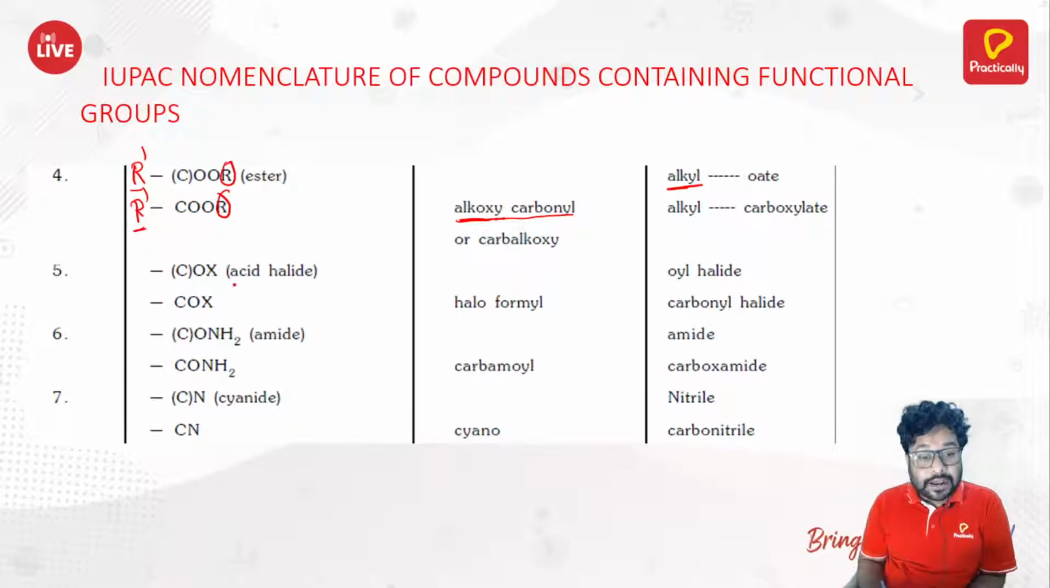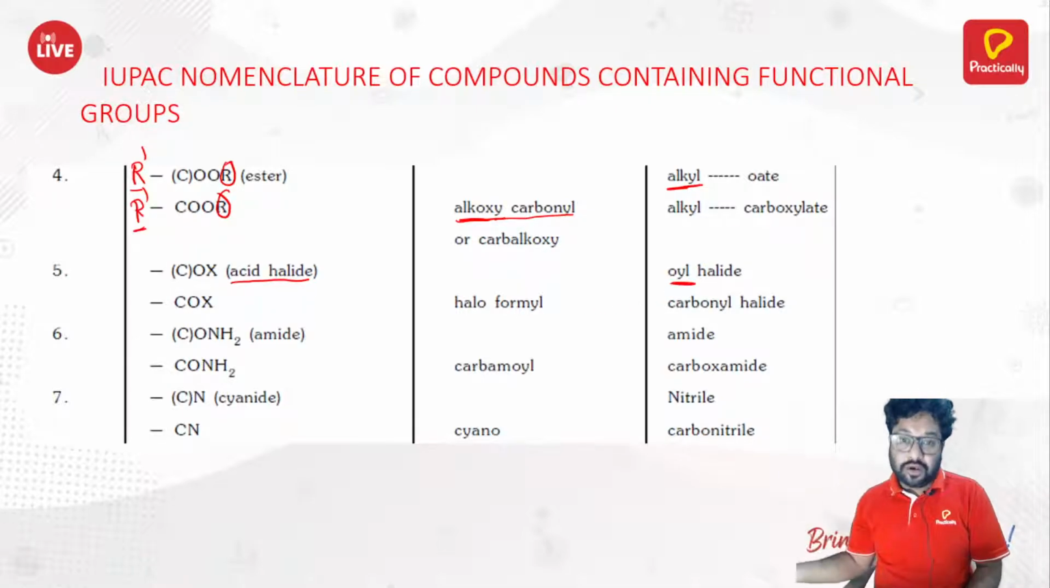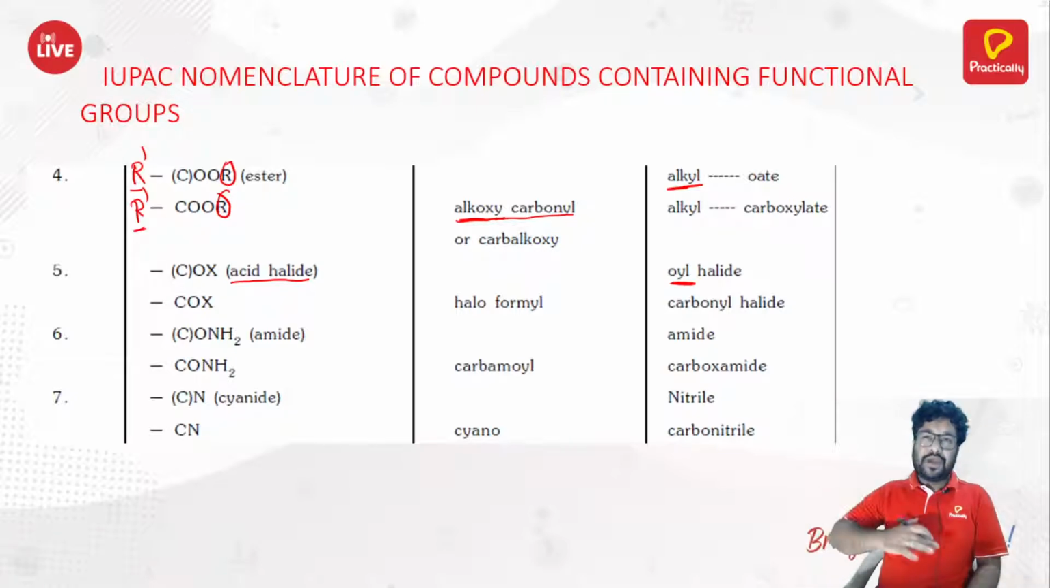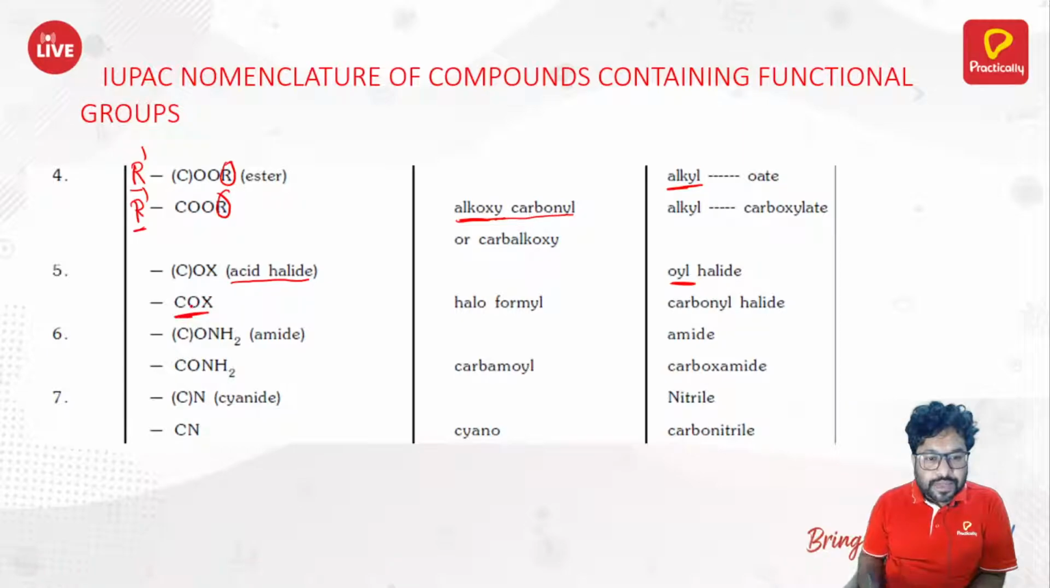Now acyl halide. How do we name it? Oyl halide. Remember, ethanoyl chloride, pentanoyl chloride. Bromide does not actually exist, it is only chloride. But whenever it's a substituent, you call it haloformyl. Haloformyl would be your prefix, and carbonyl halide would be your suffix there.